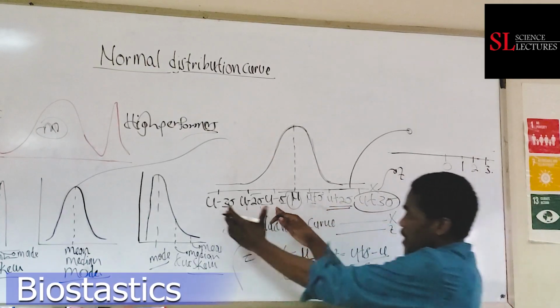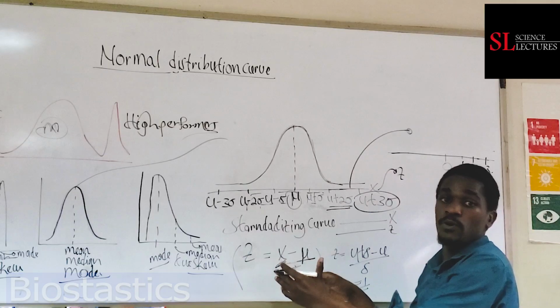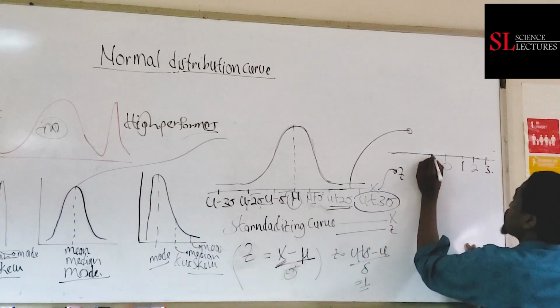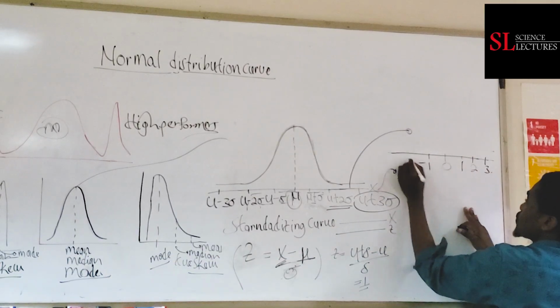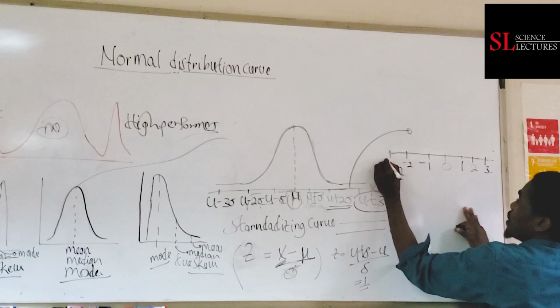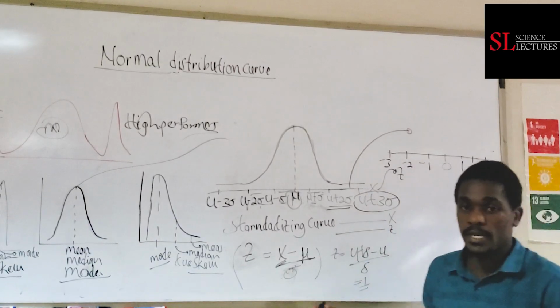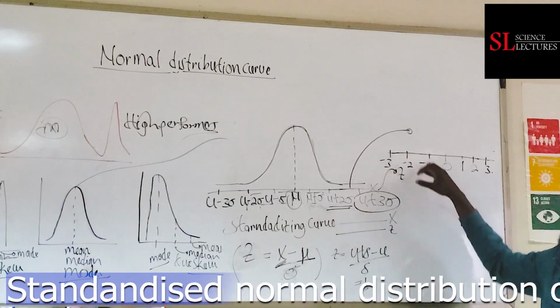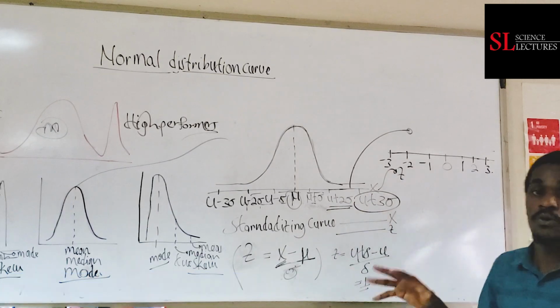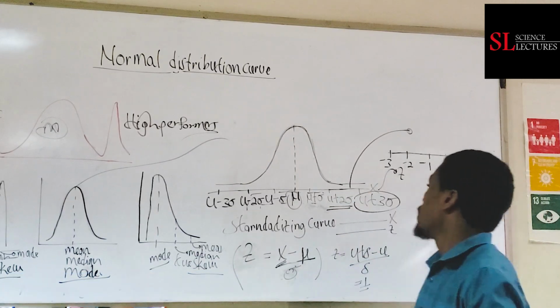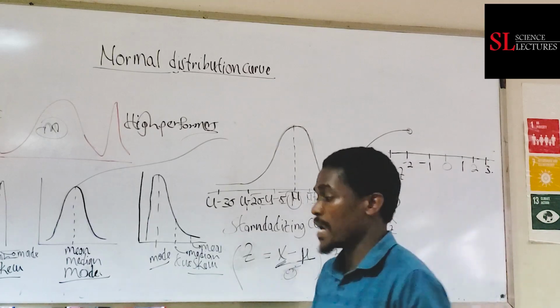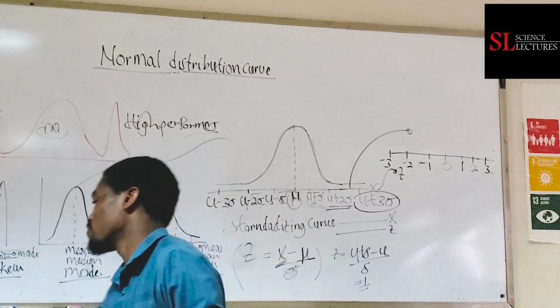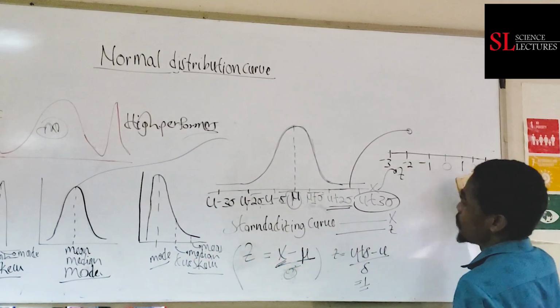So when we substitute the negative values also, because the curve is symmetrical, we'll get the opposite values of this: negative 1, negative 2, negative 3. And we've standardized the curve. We've shifted the curve from an x curve to a z curve, and that is what we call standardizing the curve. So what are the properties of a standardized normal distribution curve? That is where the interest is now.